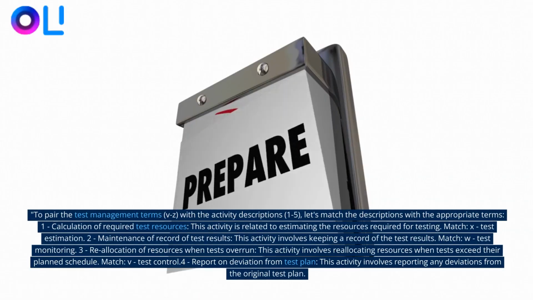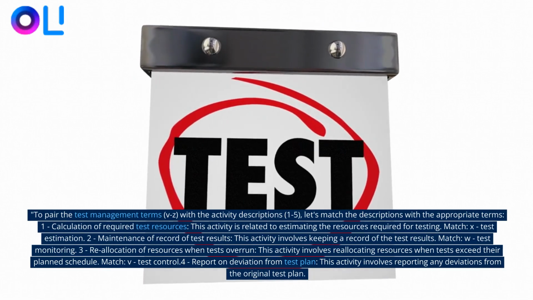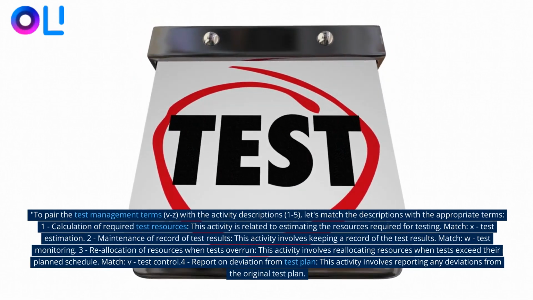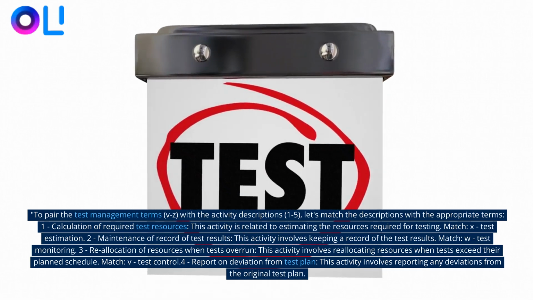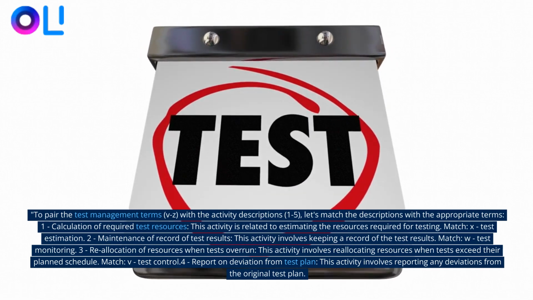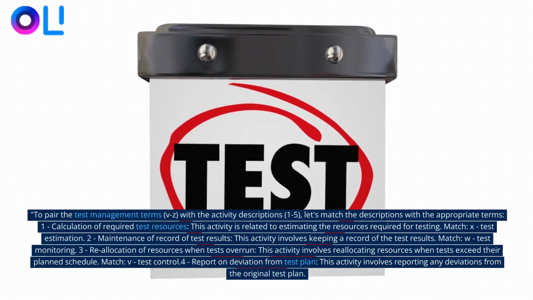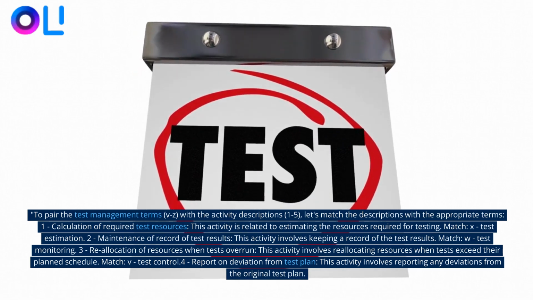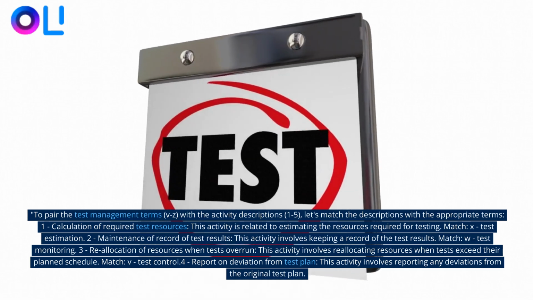To pair the test management terms, V to Z, with the activity descriptions, 1 to 5, let's match the descriptions with the appropriate terms. 1. Calculation of required test resources. This activity is related to estimating the resources required for testing. Match: X, test estimation. 2. Maintenance of record of test results. This activity involves keeping a record of the test results. Match: W, test monitoring.